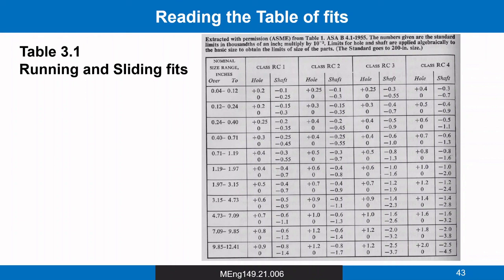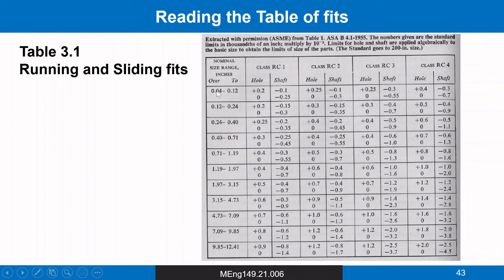Okay, so how to read the table of fits? Okay, so there is a table of fits. So the first column is the nominal size in inches. So this refers to the sukod sa shaft ug sa hole. So 0.04 is the start of the range. So for example, if you're given a shaft nga 0.05 inches nga diameter, so ni fall ni siya sa kani nga range. So 0.04 inches to 0.12 inches of diameter is diri ka mangita sa iyang mga fits.